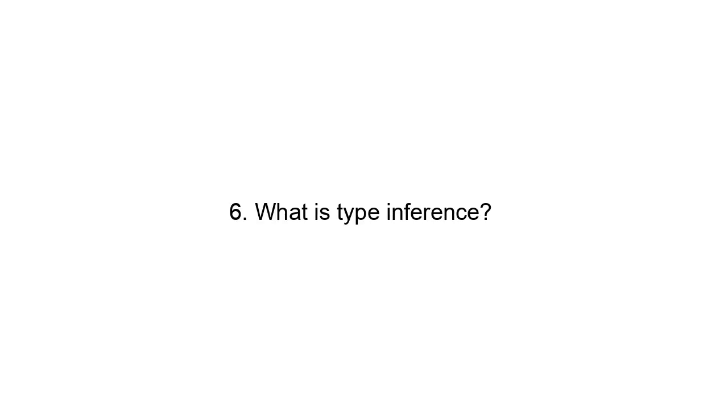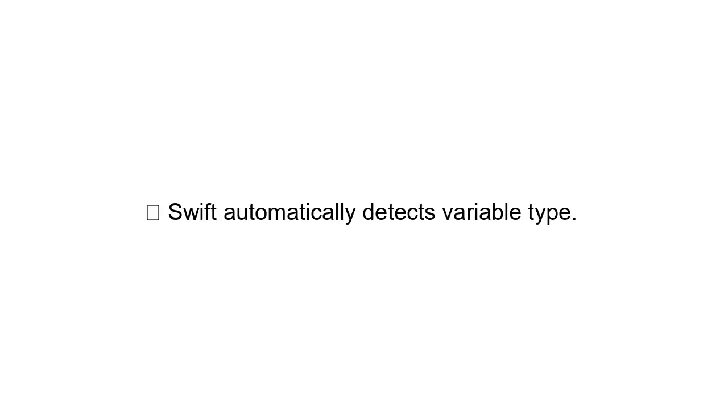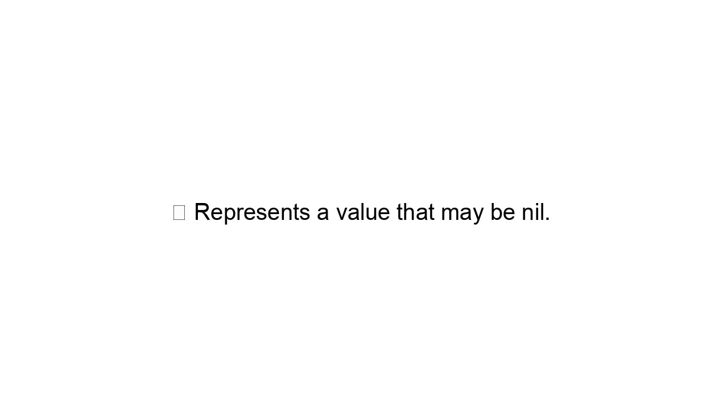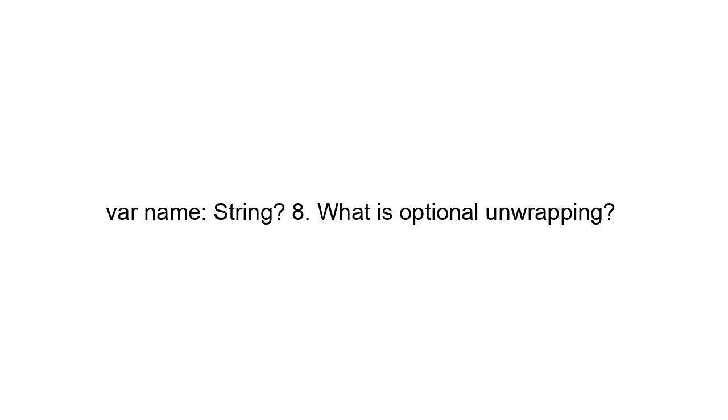6. What is type inference? Swift automatically detects variable type. Example: var age = 25. 7. What is optional in Swift? Represents a value that may be nil. Example: var name: String?